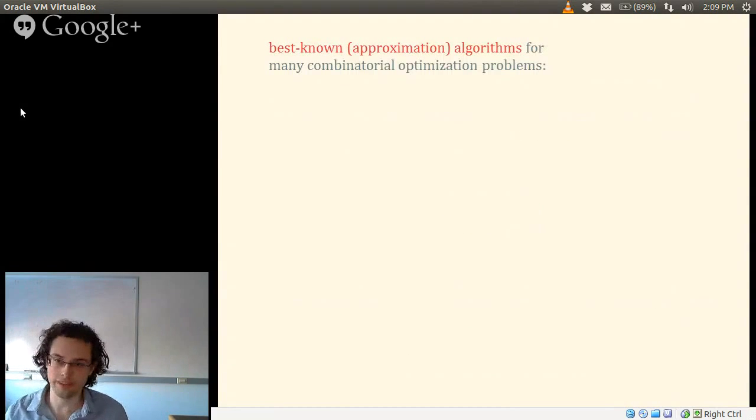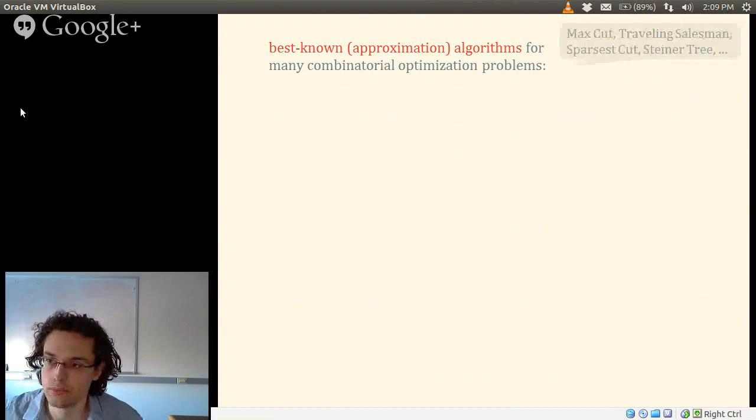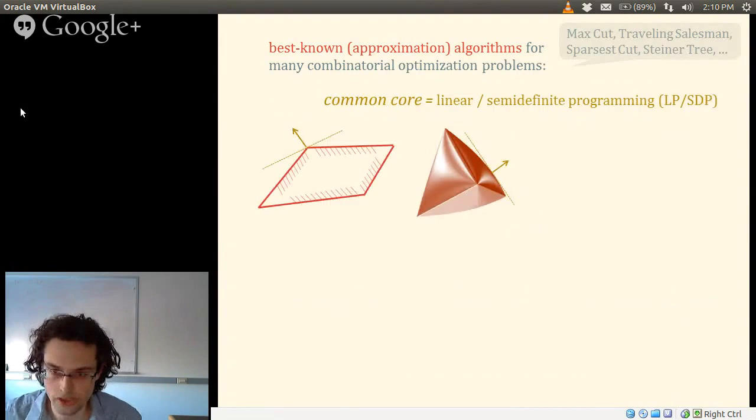So if you look at the best-known algorithms, especially approximation algorithms for combinatorial optimization problems like graph partitioning problems or network design problems, and you try to identify a common core, then what you'll see is that most of these algorithms are based on the same algorithmic workhorse, which is linear or semi-definite programming. Okay, so these are optimization problems that you can solve in polynomial time. And they have geometric flavor.